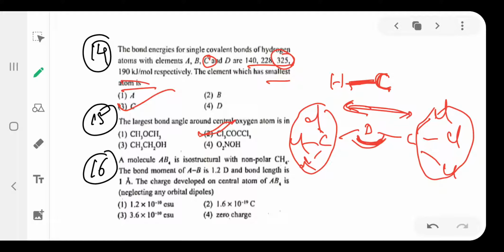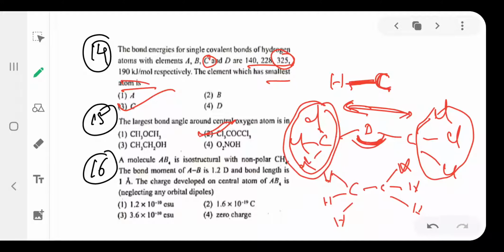Here H2O, CH3 O CH3: there are only CH3 groups. This is not a bulky group. Compared with hydrogen, chlorine is larger in size, so it is a bulky group. The others are not bulky, they are smaller groups. So that's why the bulky group causes the bond angle to increase. The option is 2. Then question number 16.